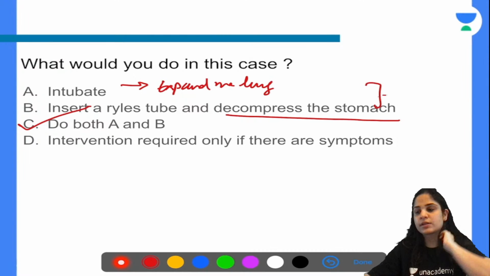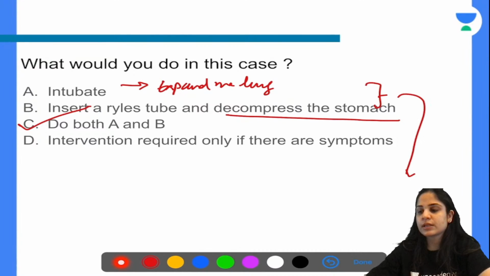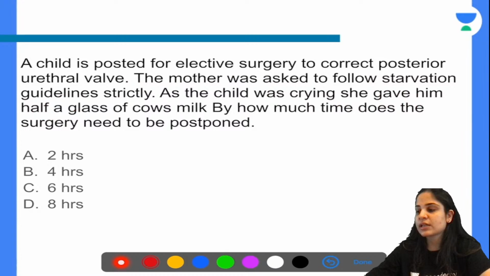A child is posted for elective surgery to correct posterior urethral valve. The mother was asked to follow starvation guidelines strictly. As the child was crying, she gave him half a glass of cow's milk. By how much time does the surgery need to be postponed? 2 hours, 4 hours, 6 hours, or 8 hours?